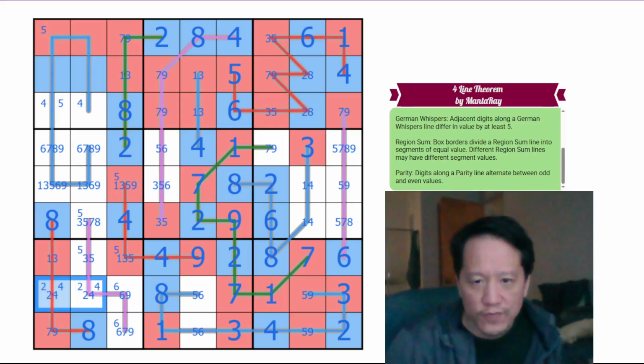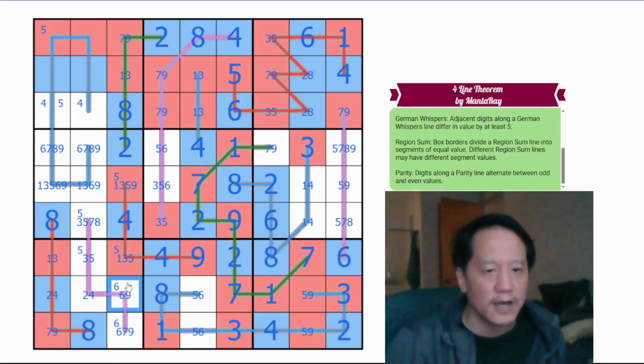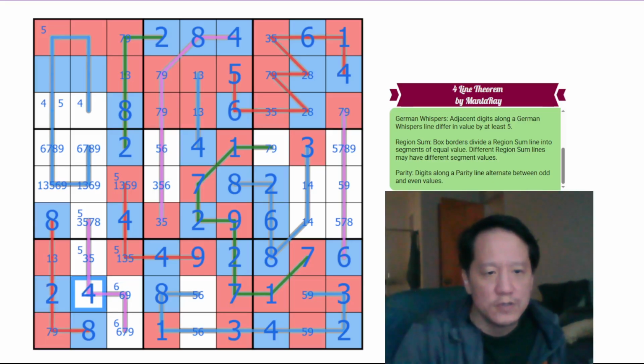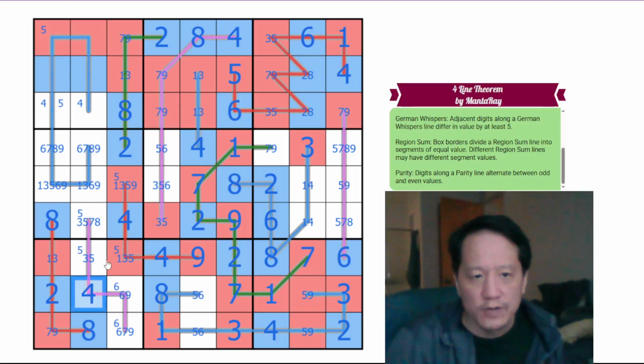This is 2 and 4. And 2 can't be here because you need a 4 to add with a Renban to have here, but you can't have a 4 here. So this is 4 and this is 2. So this is even. We have this is odd.